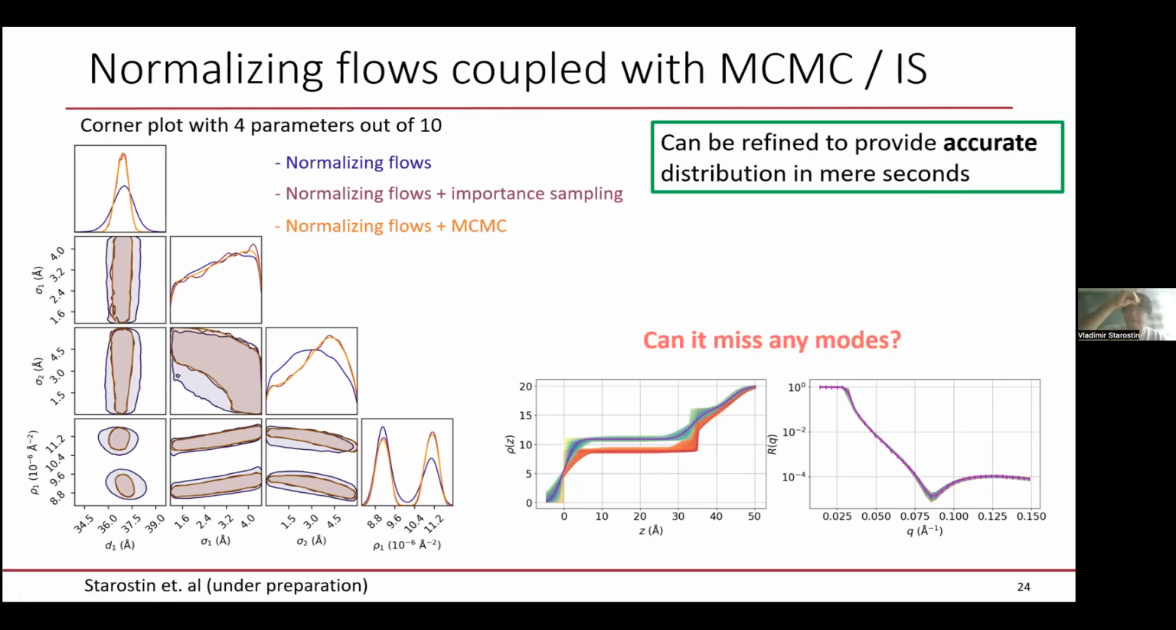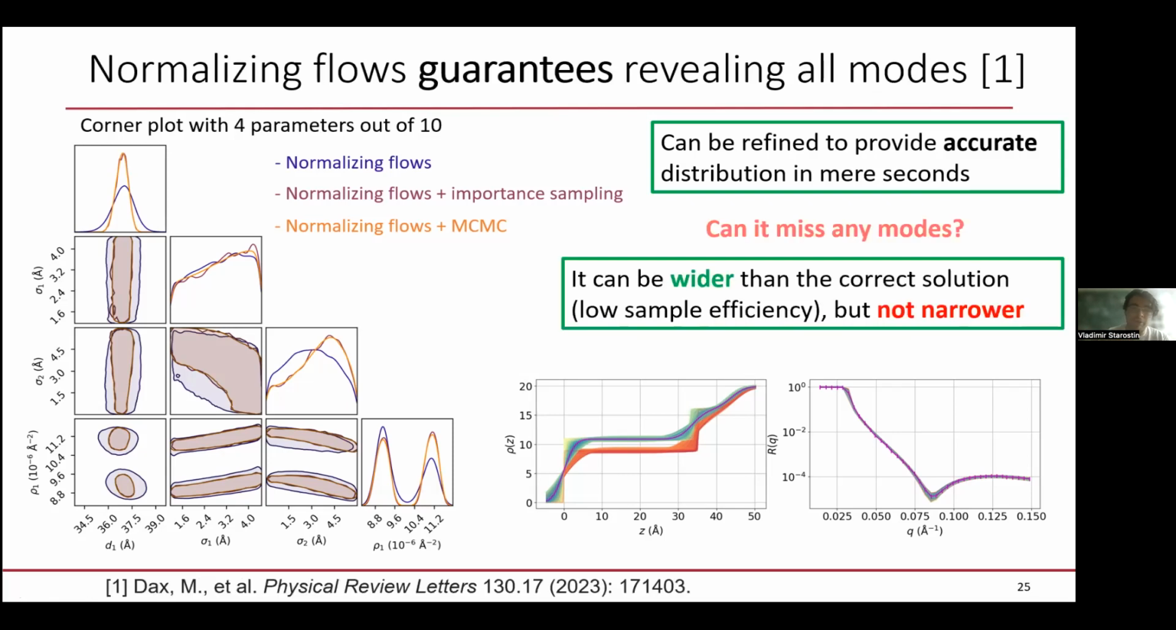The question is, can normalizing flows miss any modes? This is the main problem here, because we can refine the distribution, but if it's completely missed in some of the solutions, then we cannot do anything about that. But the great thing about normalizing flows is the way we train it, it guarantees revealing all the modes. So it can be wider than the correct solution, but not narrower. So by design, we basically obtain all of the solutions within the prior distribution.